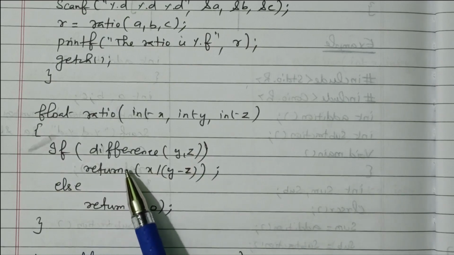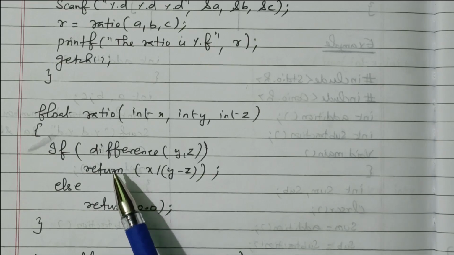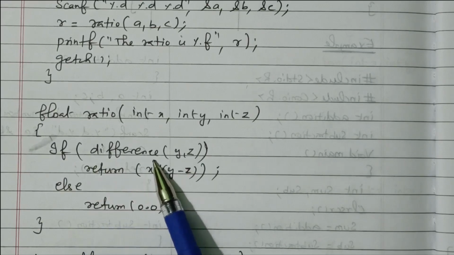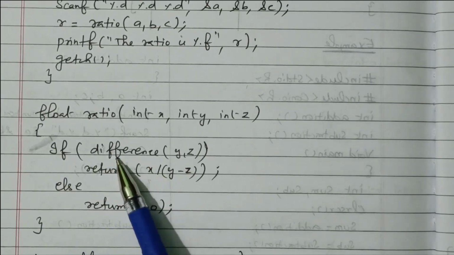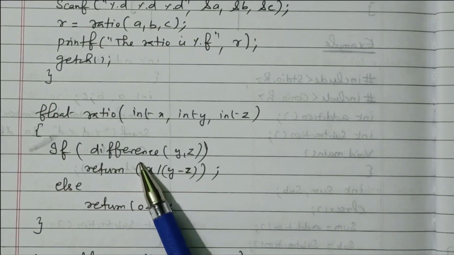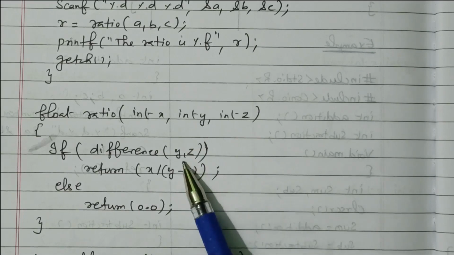Here we need to check y minus z. We already discussed that if y minus z is 0, we cannot perform this operation. If it is non-zero, we can perform the operation. So we need to check this value. If we are having the if condition, inside we are calling one more function, difference. We are sending 2 variables, y and z, because we need to find y minus z.